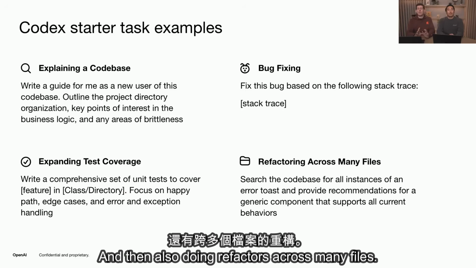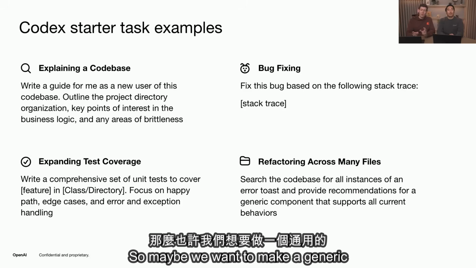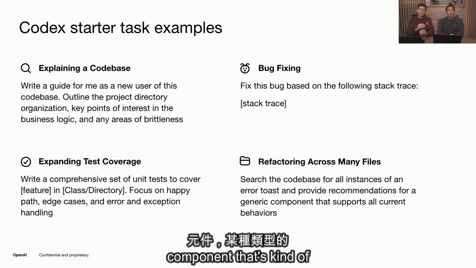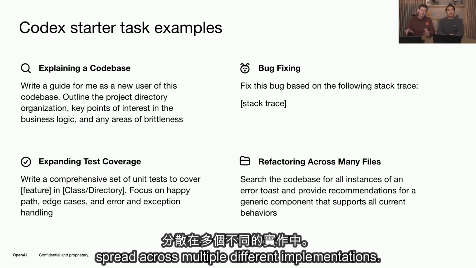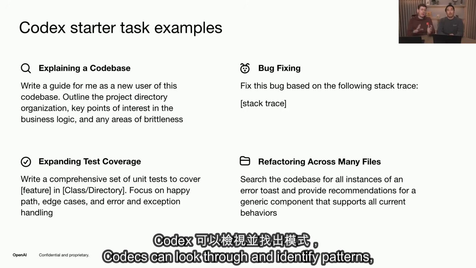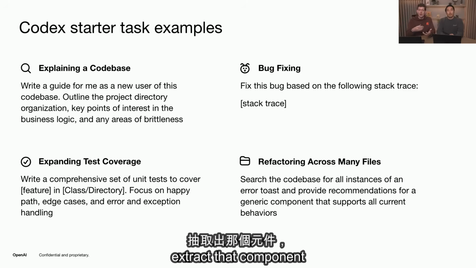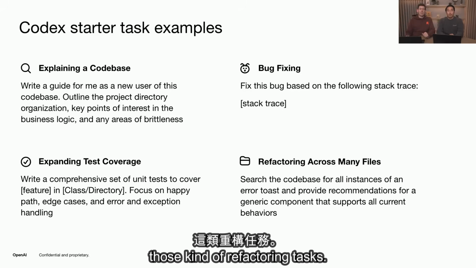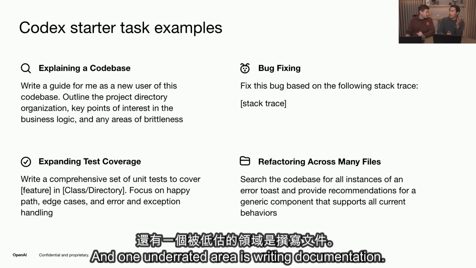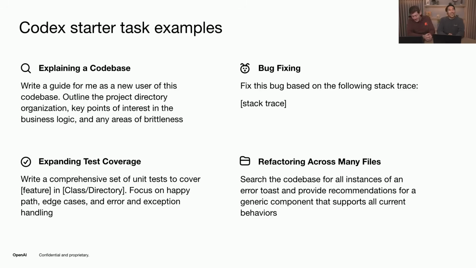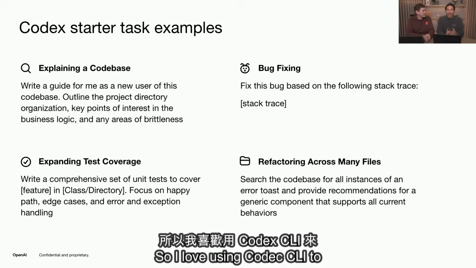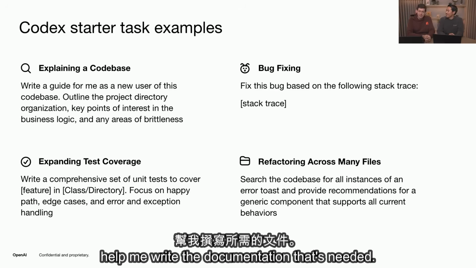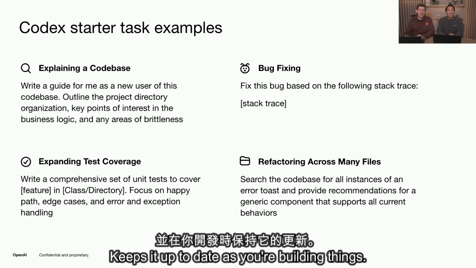And then also doing refactors across many files. So maybe we want to make a generic component that's spread across multiple different implementations. Codex can look through and identify patterns, extract that component, and then make it generic across all those different interfaces. It's really good at those kinds of refactoring tasks. And one underrated area is writing documentation. Yeah. Engineers typically don't like doing that, so I love using Codex CLI to help me write the documentation that's needed. Keeps it up to date as you're building things.